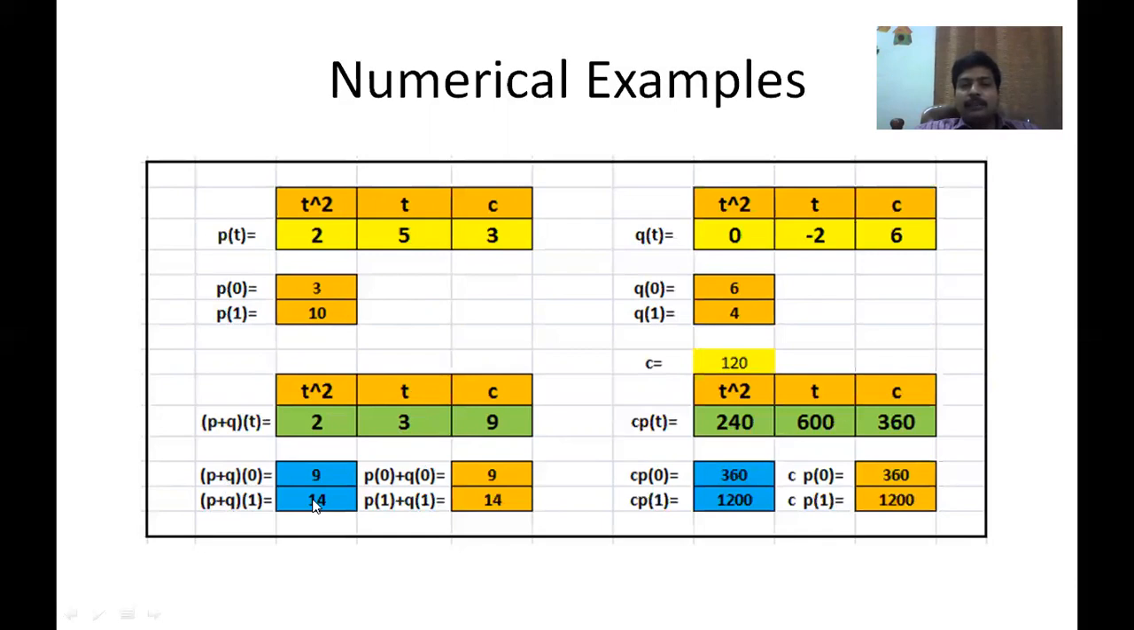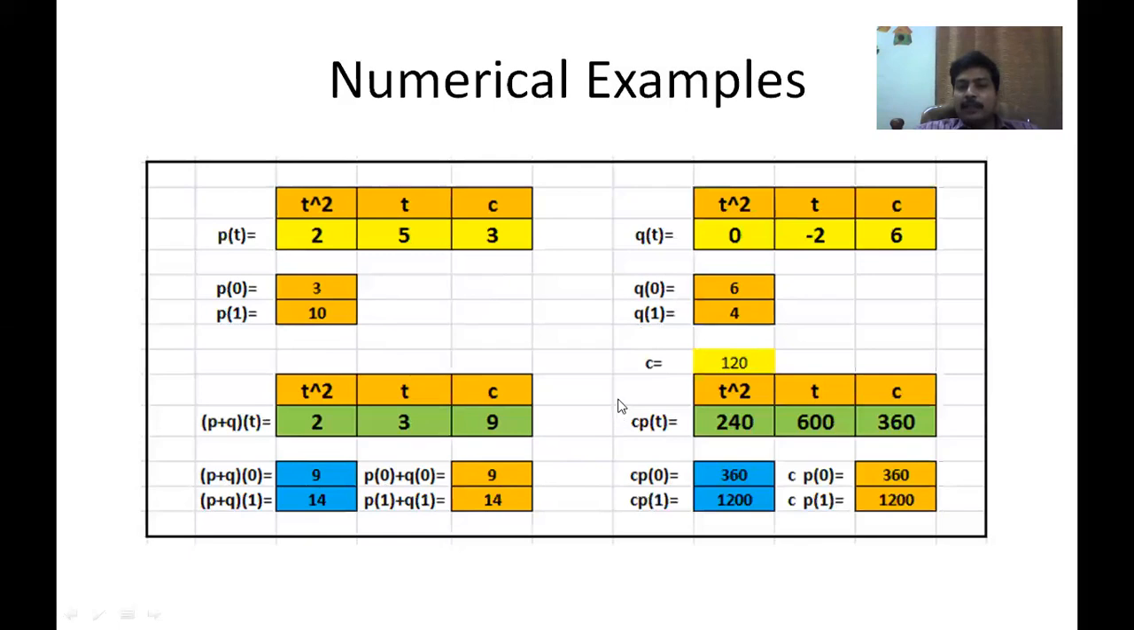Here you can observe that if you add these two, 3 plus 6 is equal to 9 and 10 plus 4 is equal to 14. This is equivalent to this added polynomial, this p plus q. This is p of 0 plus q of 0 taken here, and this is p plus q of 0.